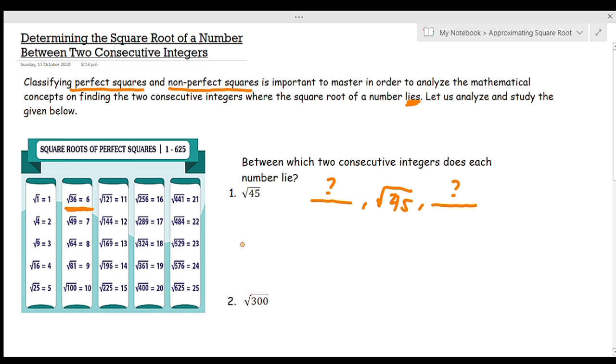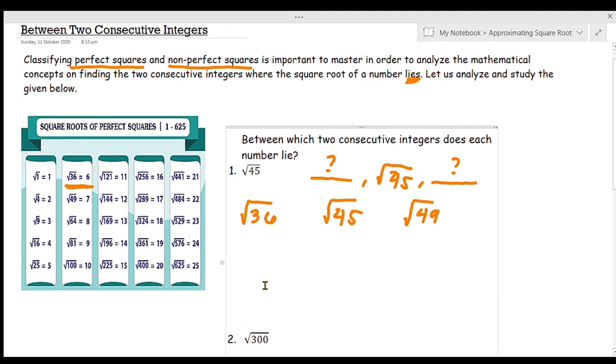So, kunin natin square root of 36. Then, eto, square root of 45, our given. And also, the square root of 49. Next, anong sunod natin na gagawin dyan? The next step that we need to do is to compare these three numbers. So, meaning to say, the square root of 45 is in between the square root of 36 and then the square root of 49.